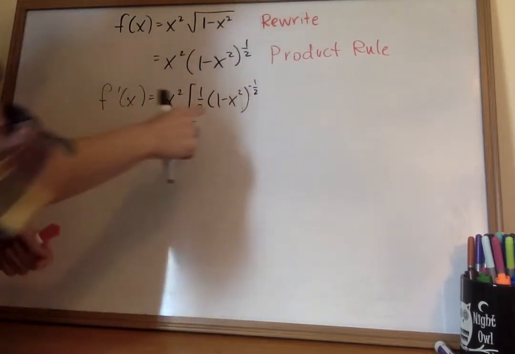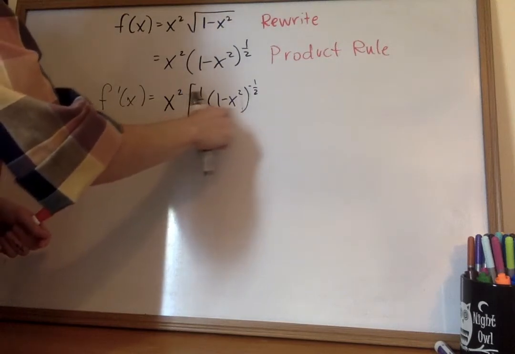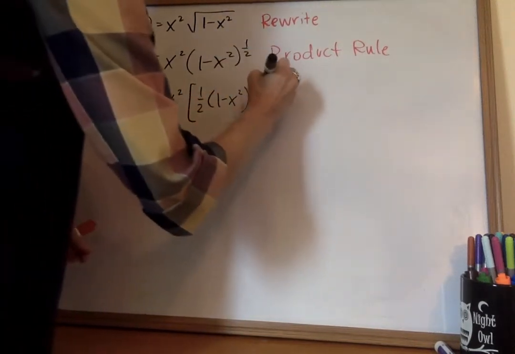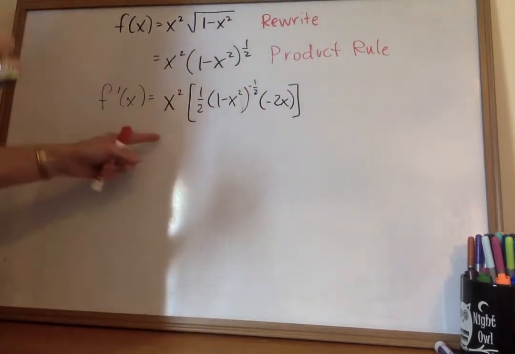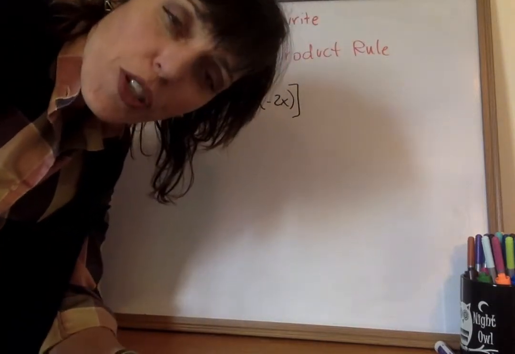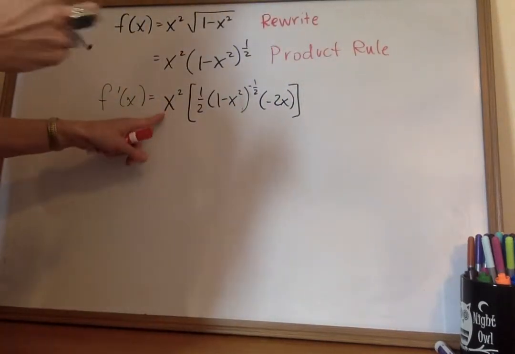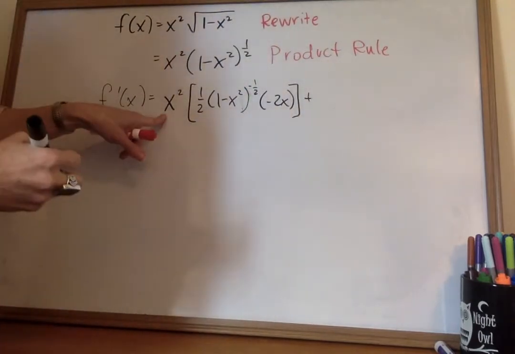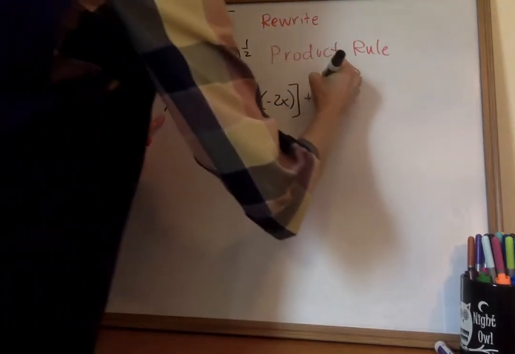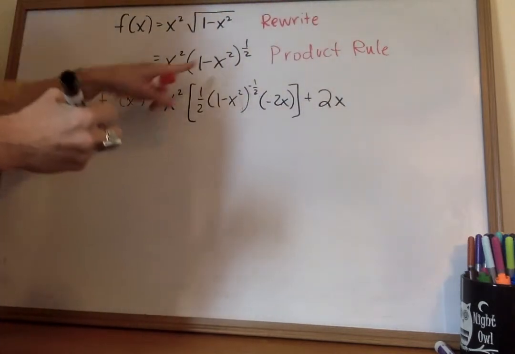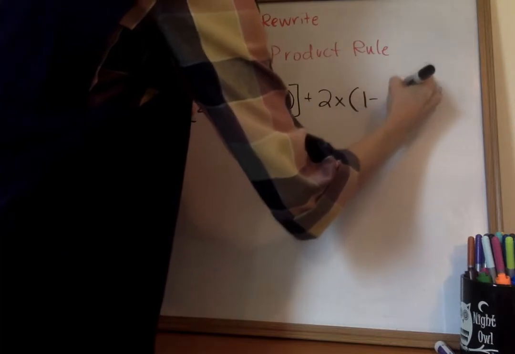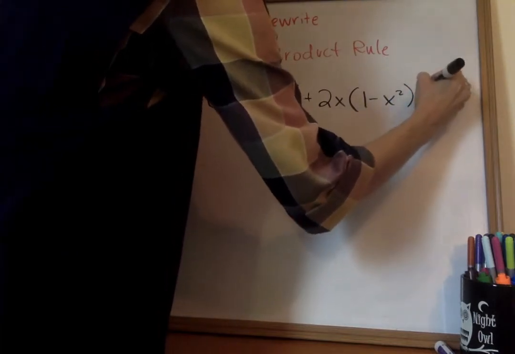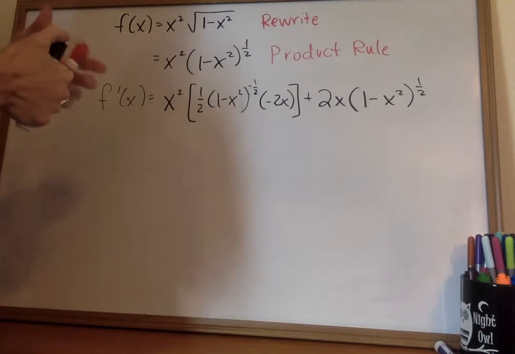And then chain rule tells me also I need to find the derivative of the inner function, and the derivative of the inner function is negative 2x. So that's the first half of my product rule, which included chain rule. Now the second half, I'm finding the derivative of the first factor, which is x squared, so that's just 2x using the power rule, and I'm leaving the second part of the function the same, (1 minus x squared) to the 1/2 power. So I've now also included the chain rule.